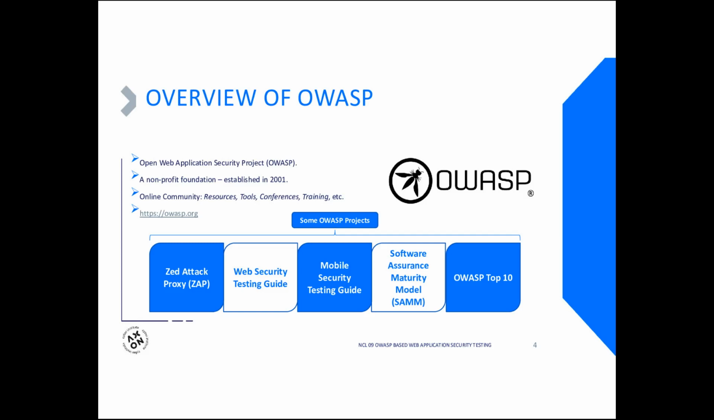They also have what's called the OWASP Top 10. This is a guide of the top 10 vulnerabilities that exist in web applications. The researchers at OWASP have done extensive research and assessments of various web applications, and they have come up with the top 10 vulnerabilities that are most found in web applications. So if you do not want to do comprehensive testing, at least you can do a test of the top 10 vulnerabilities.